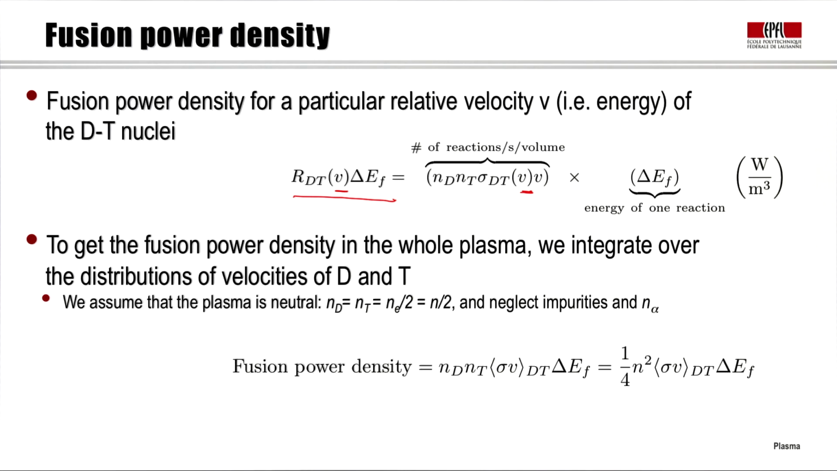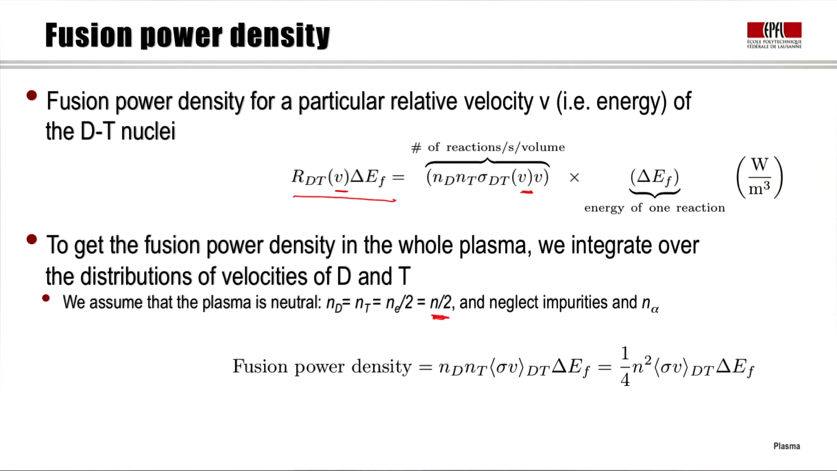To get the fusion power density in the whole plasma, we need to integrate over the distribution of velocities of deuterium and tritium. We do that by assuming that the plasma is neutral, that is, the density of deuterium and tritium nuclei corresponds each to half of the electron density, which we will refer to as just N. We also neglect the impurities, and we neglect the effect of the alpha particle density, that is, the density of the alpha particles that are produced by the fusion reactions themselves. We neglect that effect on the overall charge balance in the plasma.